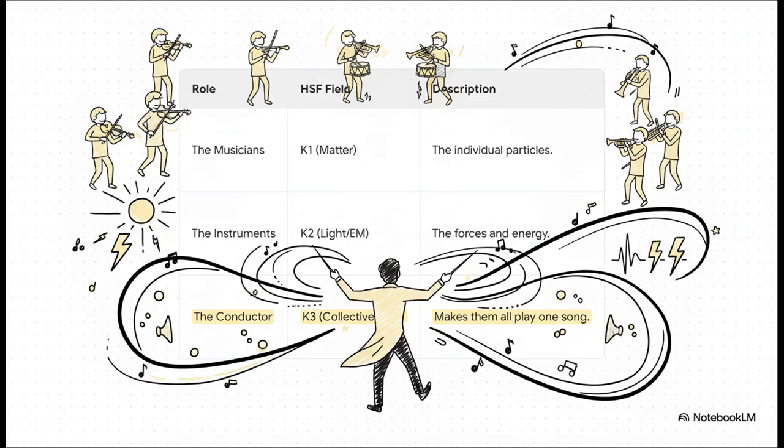This analogy of a cosmic orchestra is actually the perfect way to picture it. So imagine the particles of matter. That's K1. They're the musicians. The light and the energy they use, which is K2, well, those are their instruments. In this picture, K3 is the conductor. It's that unifying signal making sure everybody is playing the same song at the exact same time.